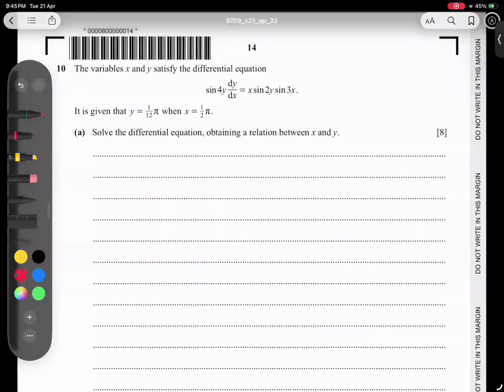Question number 10, students, the topic is differential equations. So let's try to do it. He has given this expression, with some values given. We have to obtain a relation between x and y, nothing to make the subject, not bound. So I'm starting by multiplying by dx. So I'm getting sin 4y dy equals x sin 2y sin 3x dx.